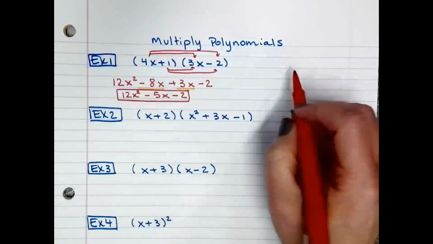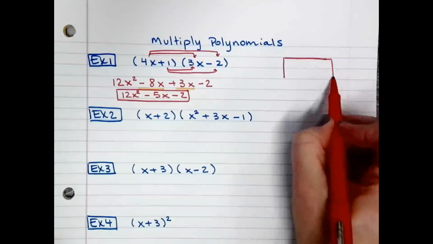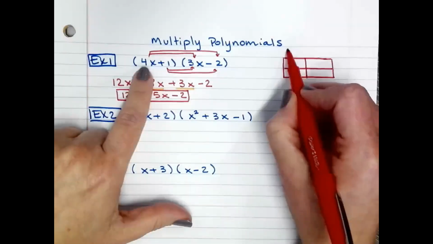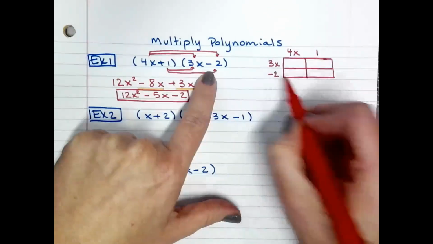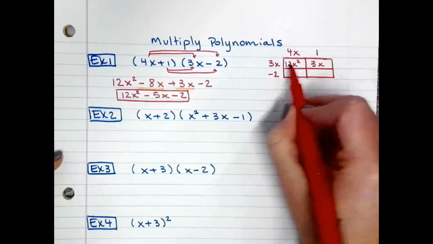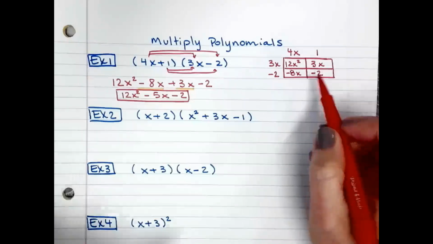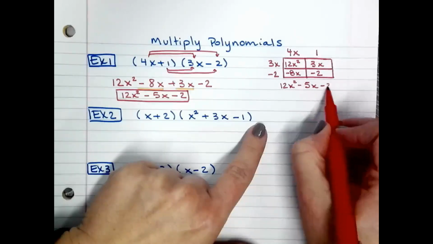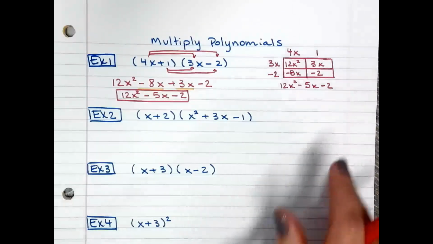The other way you could have done it, it's the same idea, it just looks a little different. You can do the box. So you're going to put 4x right there, 1 right there, 3x right here, negative 2 here. And then you're still multiplying. You're going through the same process. But the difference is it just looks more organized when you are doing it. You're still combining like terms, and you still end up with the same answer. So it's the same idea, but this kind of looks a little more organized. It's up to you. It doesn't matter to me.